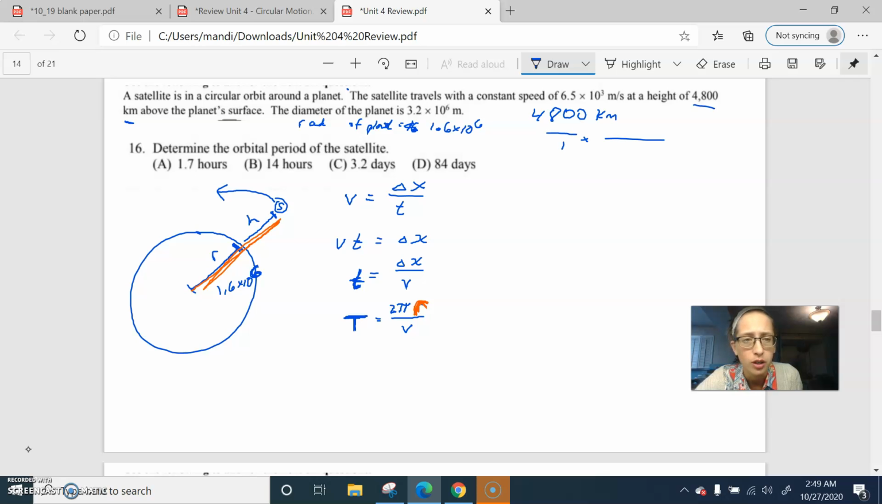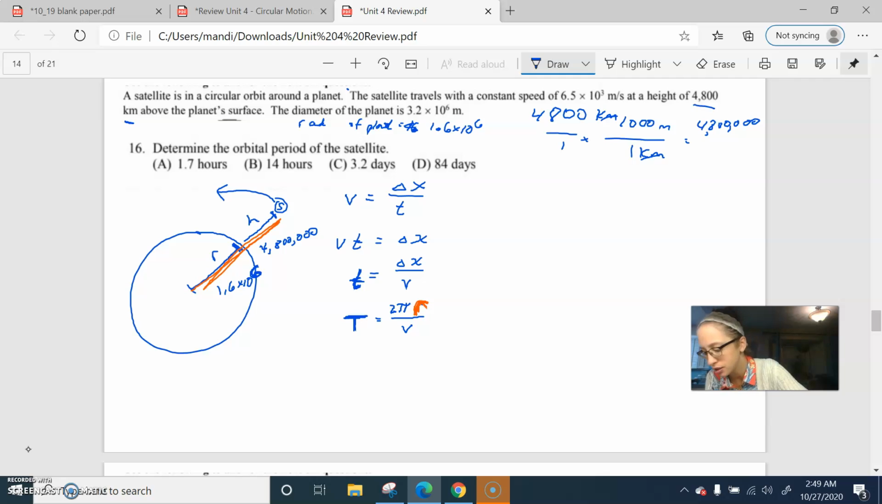Multiply by 1. You can multiply anything by 1. So if 1 kilometer equals 1,000 meters, you can multiply by that. So we need to multiply this by a lot. 4,800 times 1,000, we add 3 zeros. So that's 4,800,000 meters.